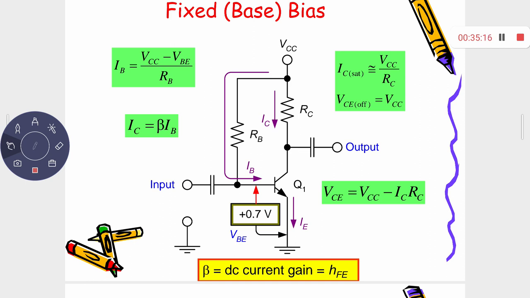They have assumed that VCE sat is negligible, so they have written it as approximately VCC upon RC. In other words, VCC is typically large, say 12 volt, and VCE saturation is very small, 0.2 volt or 0.3 volt. So 12 minus 0.2 is 11.8, close to 12. That's why there's an approximation sign. Actually, this value should be IC sat equal to VCC minus VCE sat upon RC. Since VCE sat is small with respect to VCC, they are making it approximately VCC upon RC.